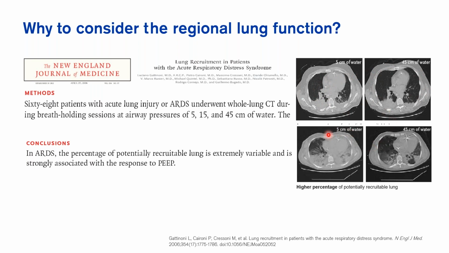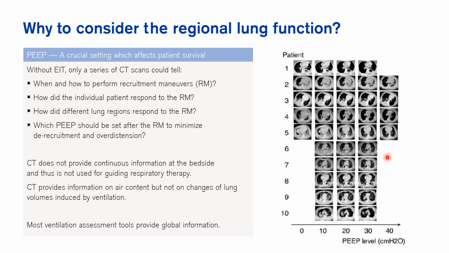So we can say that this patient potentially was not a responder to a recruitment maneuver. On the other hand, for this patient number 2, we have a much higher percentage of potentially recruitable lung. So the patient is responding better to the higher pressures, which can indicate that he is a responder to the recruitment maneuver. And that resulted in the notion that airway pressures call for individual adjustments.